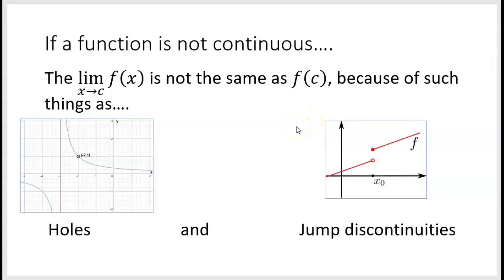So if a function is not continuous, then that means that the limit of the function as x approaches c is not the same as f of c because of such things as holes. Like in this graph here, you have a little blank spot for some reason. So in this case, the limit would exist. The limit would be 1, but the function doesn't exist at that point. Or you have jump discontinuities. So even though the function exists, the limit doesn't exist, and therefore you can't have a continuous function.